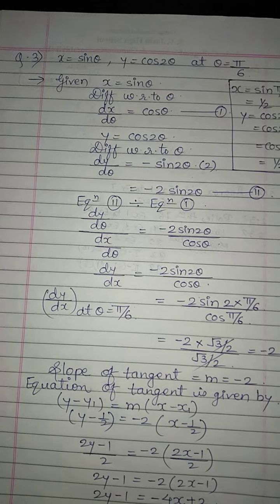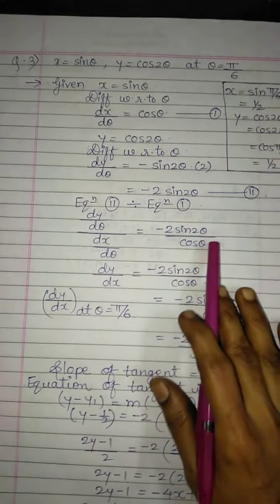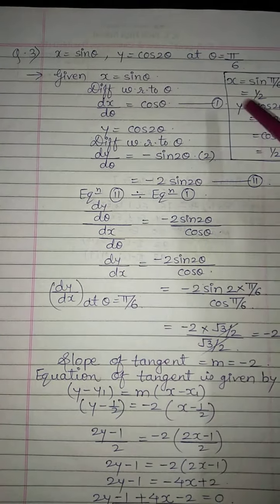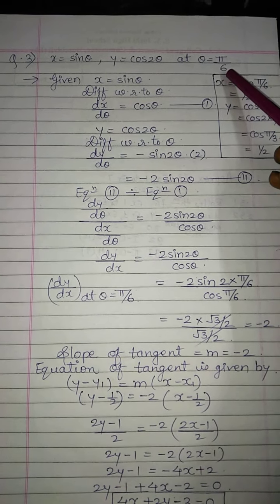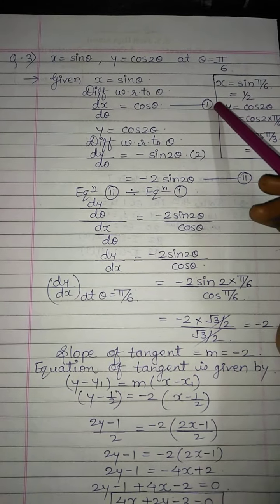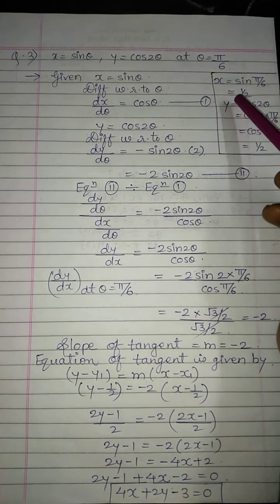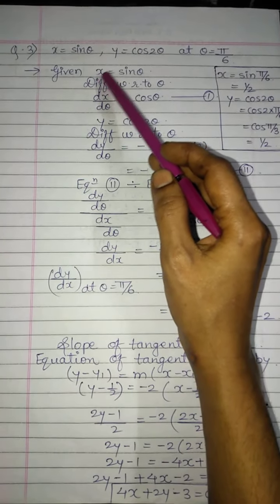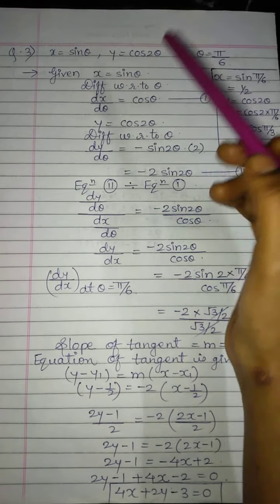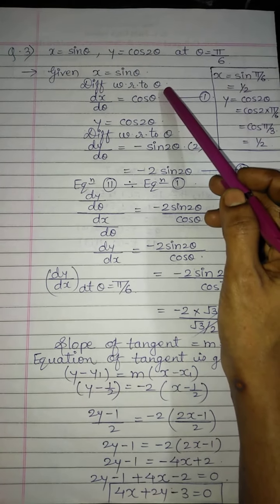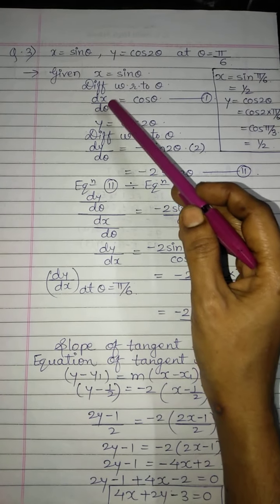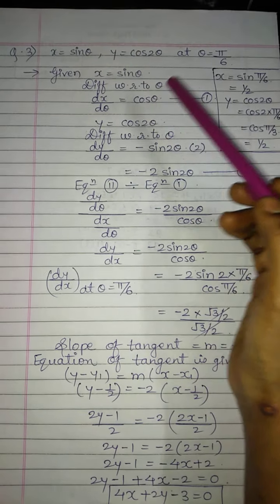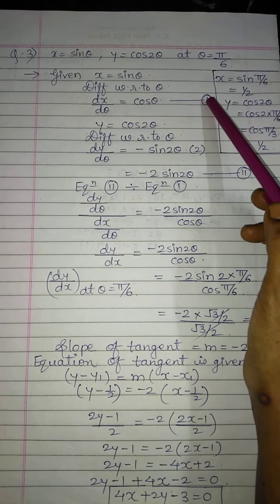Now let's consider one more question. Question number 3. x is equal to sin theta, y is equal to cos 2 theta at theta is equal to pi by 6. Now here also we are going to find the equation of tangent and normal. So as x is equal to sin theta, differentiating with respect to theta, because here theta is the parameter, we will get dx by d theta is equal to cos theta. We call this equation 1.